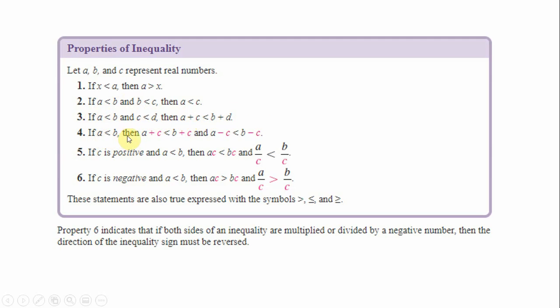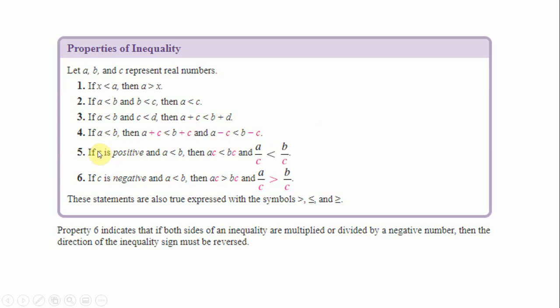If a is less than b, then I can add the same number c to both sides. a plus c is still less than b plus c. And I can subtract the same number from both sides, and it would maintain the order of this relationship. a minus c would still be less than b minus c.